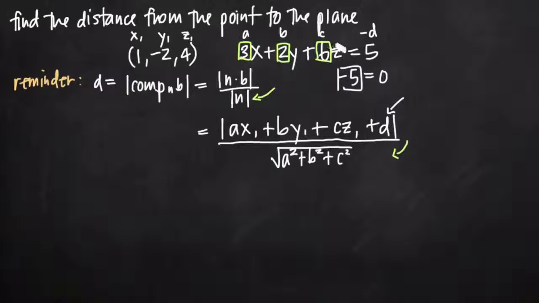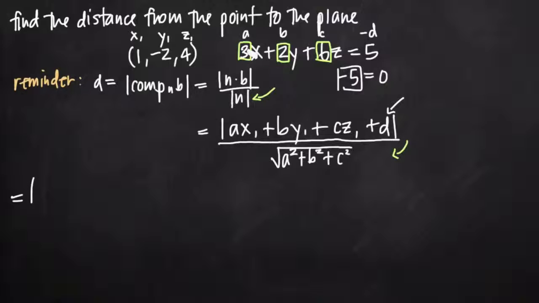If your constant is over here on the left, you plug it in exactly as it is, including the sign in front of it. So if it were over here on the left, we just plug in -5 directly as it is. So those are the values you're going to pull out from the point and the equation of the plane. We're just going to start plugging them into our formula here.